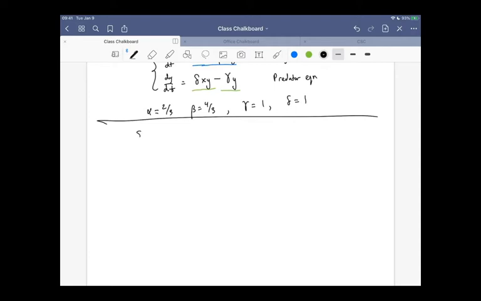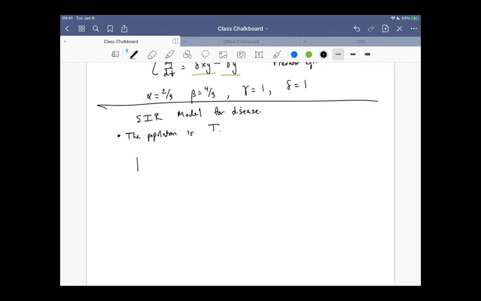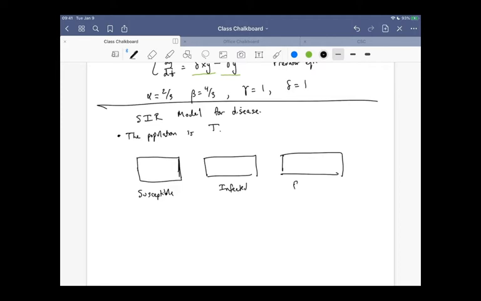Okay. So, what I really wanted to talk about is what's called an SIR model. And you guys couldn't possibly imagine why we would be talking about this. So let's make a few assumptions. The population is T. So that's assumption number one. And the second set of assumptions is basically this. The population is going to be divided into three categories. Susceptible, infected, and recovered.